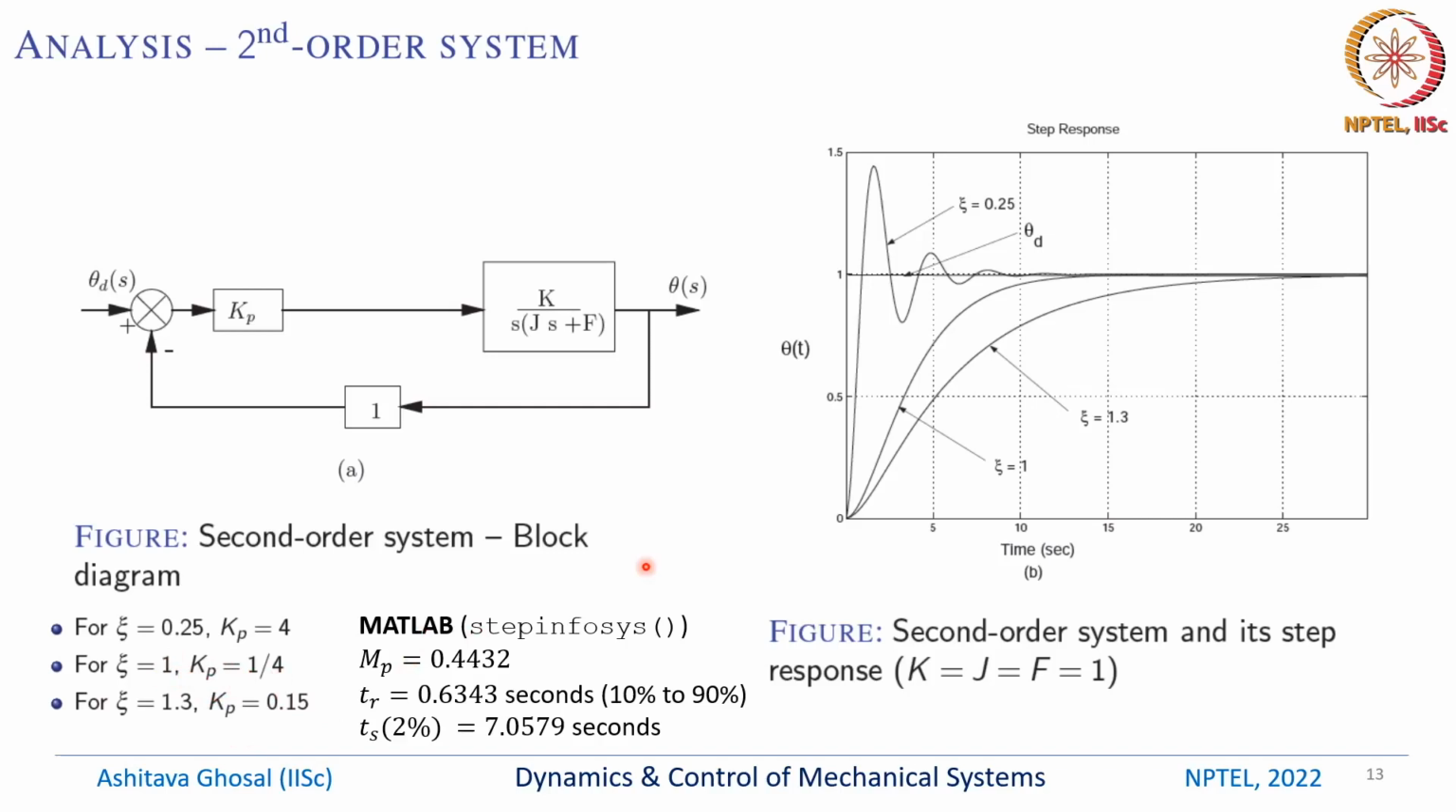So MATLAB allows you to take this second order system, model it, and then give values of kp, k, j, and f, and then see what is the output theta as a function of time for a given theta d of s. In this case, theta d of s is a step input.